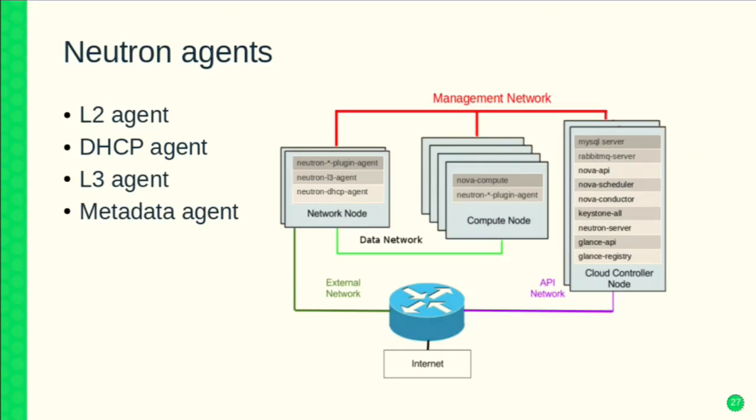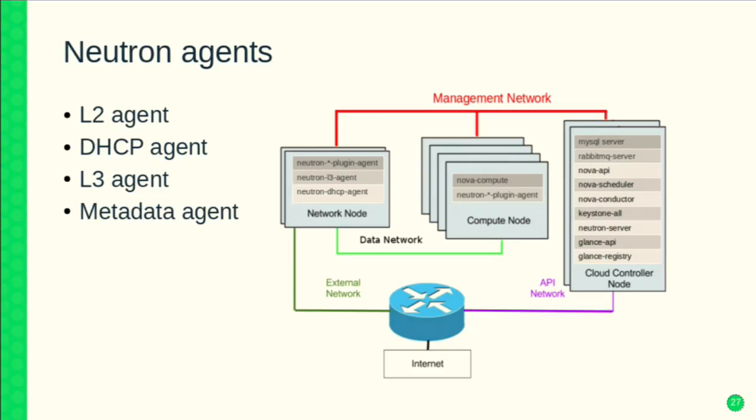We have the metadata agent. So metadata are data that are needed by the VM, and these are stored somewhere by Nova. So this metadata agent in Neutron is just there to retrieve this metadata for the VM and to provide them to the VM.